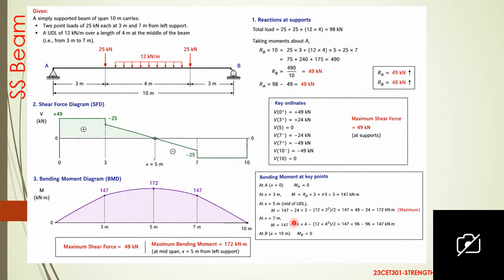So at the center, you have to find the bending moment. From the left, 49 into 5 minus 25 into 2, and 12 into 2 into 2 by 2. We will get the value of 172. The maximum bending moment is 172. So we can easily find out the maximum bending moment, and also we have drawn the bending moment diagram.